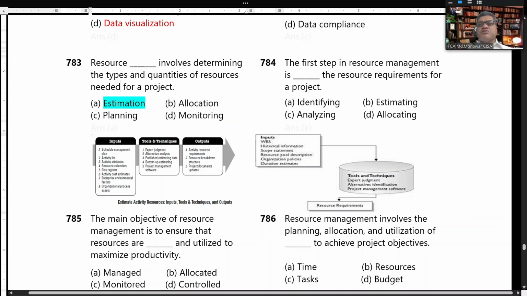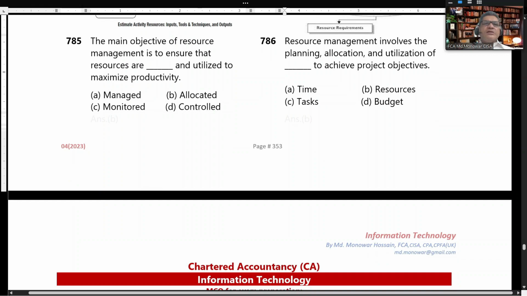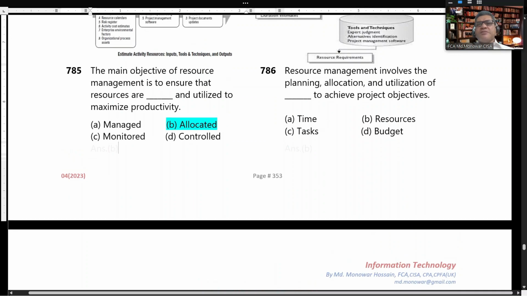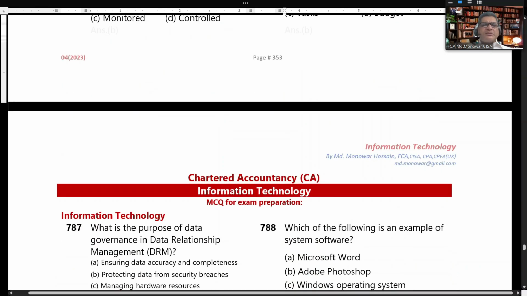The first step of resource management is identifying the resource requirements for the project. আমাকে আপনি যেই কাজ করতে যাচ্ছেন আপনার কি লাগবে সেটাকে প্রথমেই আইডেন্টিফাই করাটাই হচ্ছে ওর প্রথম কাজ. The main objective of resource management is to ensure that resources are allocated and utilized to maximize productivity. Resource management involves the planning, allocation and utilization of resources to achieve project objectives.